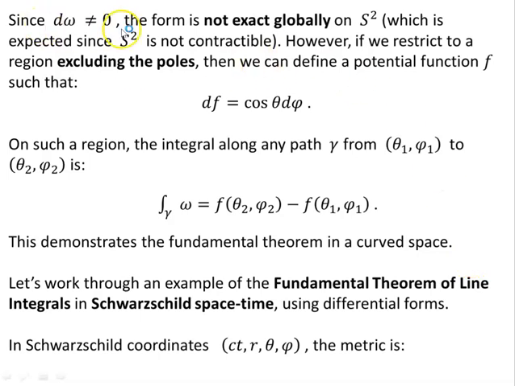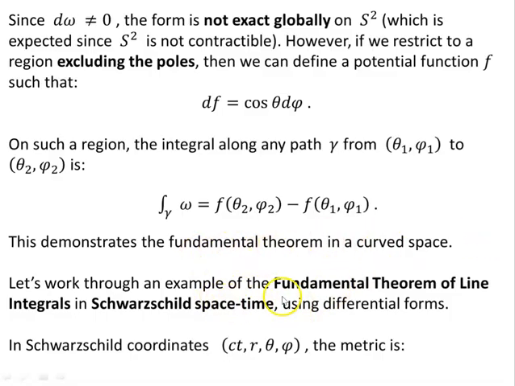All right, since d omega does not equal 0, the form is not exact globally on S2, which is expected since S2 is not contractible, because think about what happens to phi at the poles. What value does it take? However, if we restrict to a region excluding the poles, then we can define a potential function f such that df is cos theta d phi. On such a region, the integral of omega along any path gamma from (theta 1, phi 1) to (theta 2, phi 2) is simply the difference between the potential function evaluated at the endpoints. That's this f evaluated between the endpoints. And this demonstrates the fundamental theorem on a curved space.